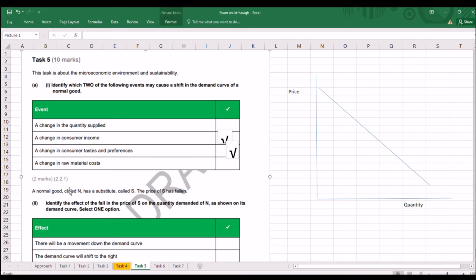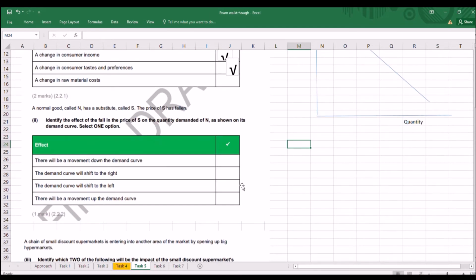Right. A normal good. So we're back to the normal goods. In here has a substitute called S. Right. So in normal goods, we've got substitutes and we've got complementary goods. A substitute good competes with our goods. So if the price of it reduces, then the demand for our good reduces as people shift to their product. So the price of S has fallen. So the price of the substitute has fallen. So we would imagine we're going to see a reduction in our demand.